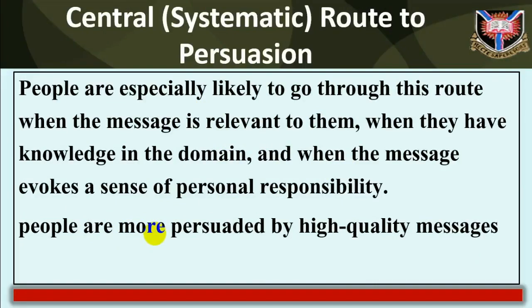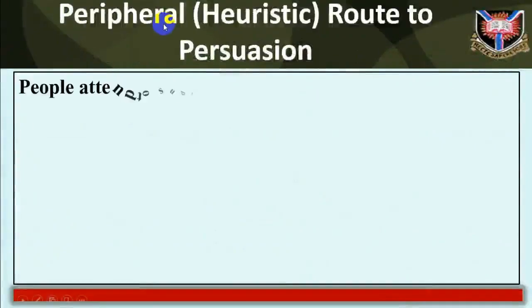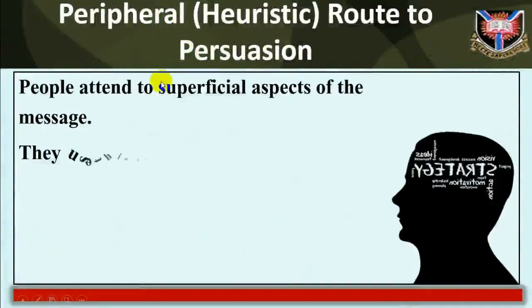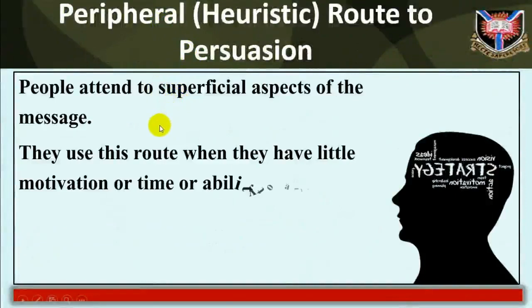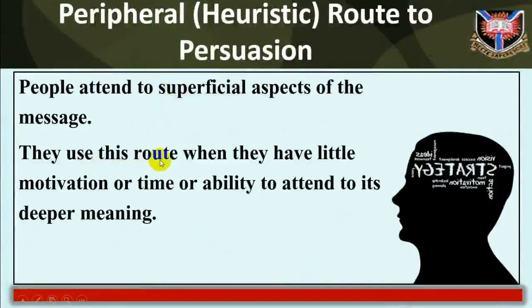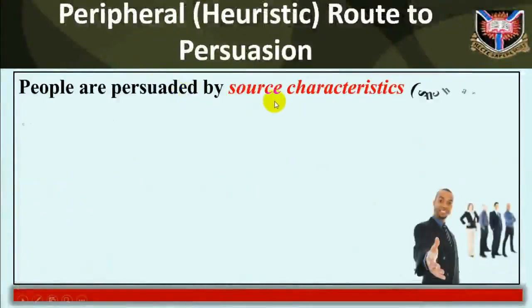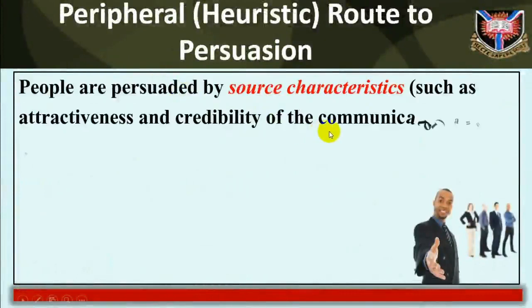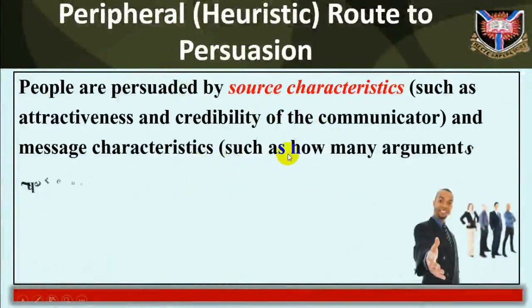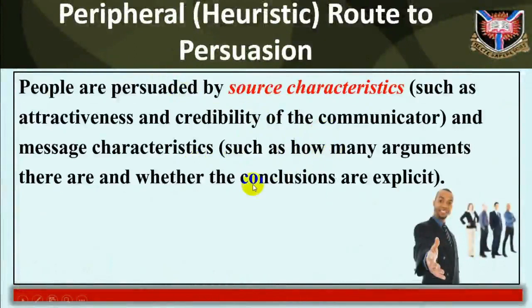In the peripheral route to persuasion, that is heuristic, people attend to superficial aspects of the message. They use this route when they have little motivation or time or ability to attend to its deeper meaning. In this route, people are persuaded by source characteristics such as attractiveness and credibility of the communicator, and message characteristics such as how many arguments there are and whether the conclusions are explicit.